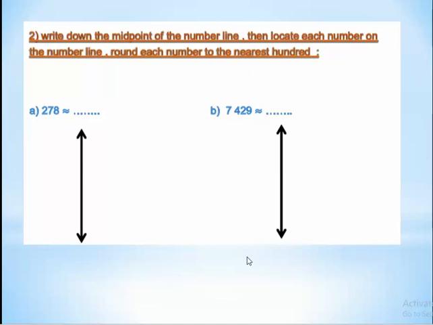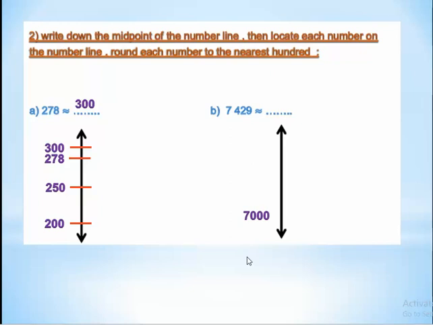Okay, write down the midpoint of the number line, then locate each number on the number line, round each number to the nearest hundreds. Okay, let's see. Here 278 is between 200 and 300. The midpoint between 200 and 300 is 250. 278 is after the midpoint, so it's closest to 300. So the rounding is 300.